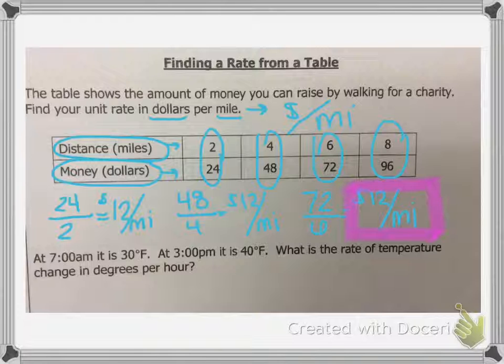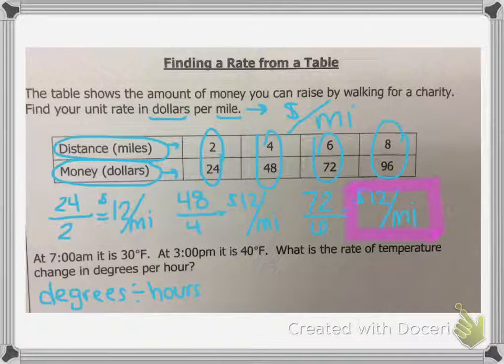So lastly, at 7 a.m. it is 30 degrees Fahrenheit. At 3 p.m. it is 40 degrees Fahrenheit. What is the rate of temperature change in degrees per hour? Degrees per hour means degrees divided by the number of hours.